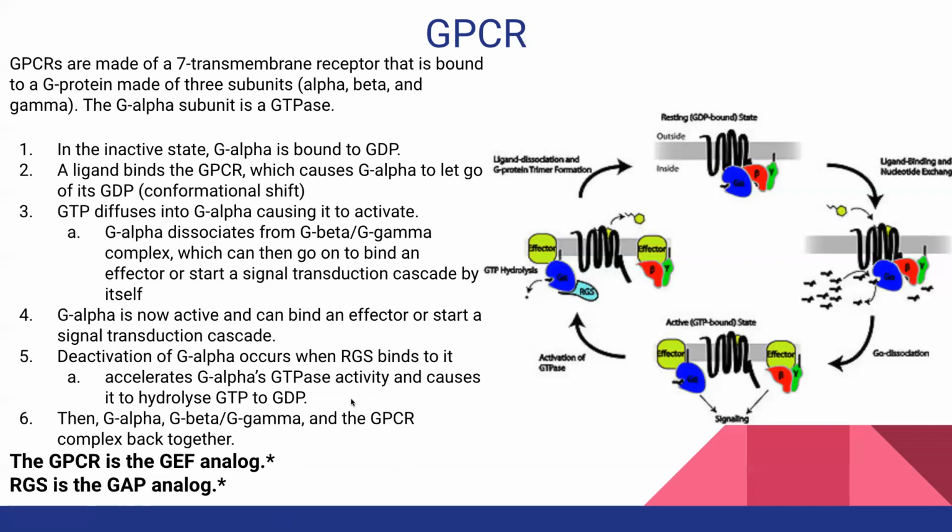And then after that happens, the G alpha and the G beta, G gamma are all gonna come together as one complex again, until we get another ligand signal to bind to the receptor. Does that make sense so far? You guys have any questions?